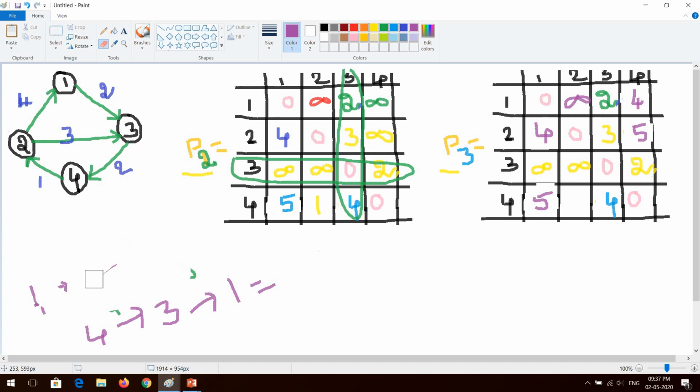And next step, 4 to 2. 4 to 2 is 1. So probably it is a very small value. There will be no change. But let us see what is happening. Check it out.